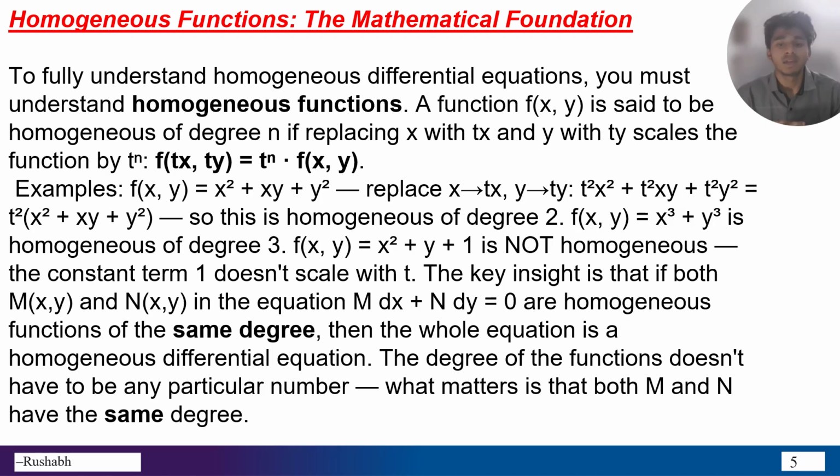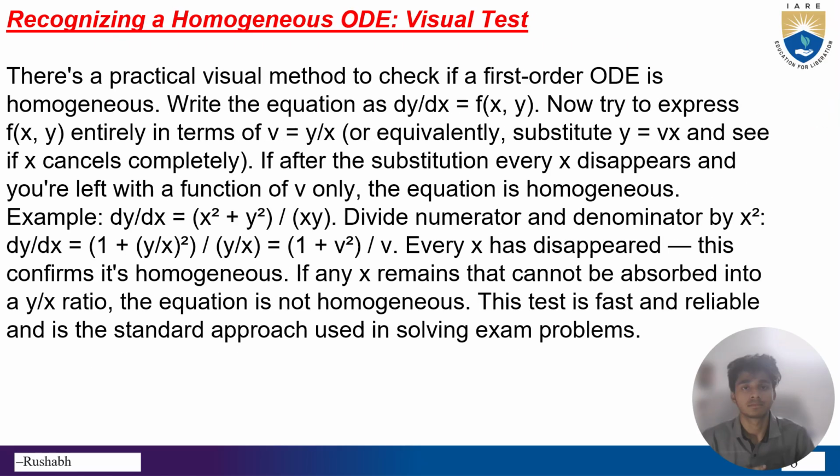The key insight is that if both M(x, y) and N(x, y) in the equation M dx + N dy = 0 are homogeneous functions of the same degree, then the whole equation is a homogeneous differential equation. The degree of the function does not have to be any particular number. What matters is that both M and N have the same degree.